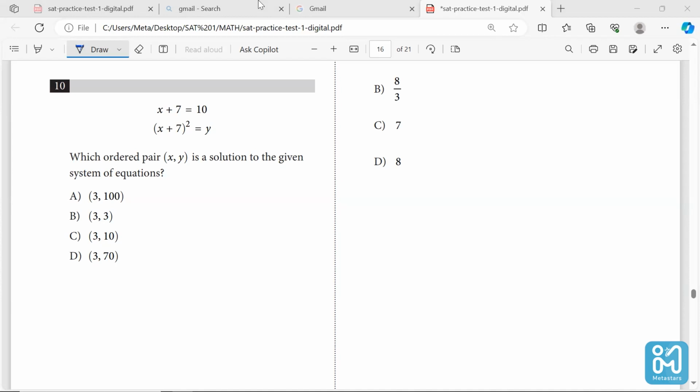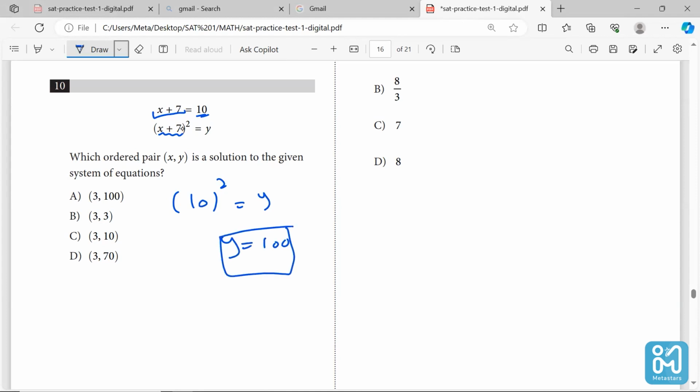Okay, let's continue. Which ordered pair, x and y, is a solution? Okay, good. So I have x plus 7 equals 10. You can replace it, when x plus 7 equals 10, just plug it in here. So 10 squared, we plug in 10 here, equals y, so y equals 100. Marah raised her hand. E.